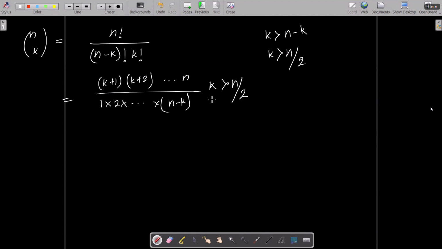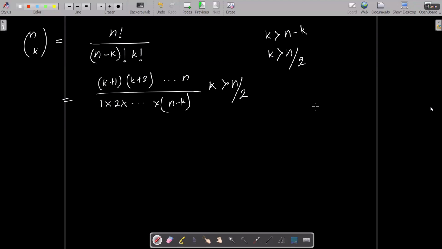If k is less than n by 2, you cancel off all the terms from 1 to n minus k in the upstairs and start from n minus k plus 1 and go up to n. Then you divide by the product of integers from 1 to k. So that's it. That is how you calculate this binomial coefficient.